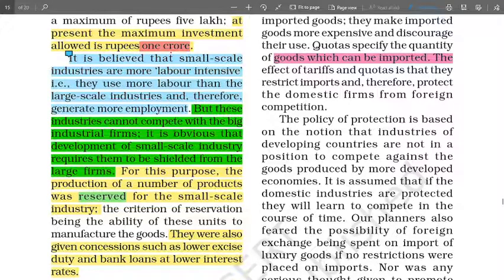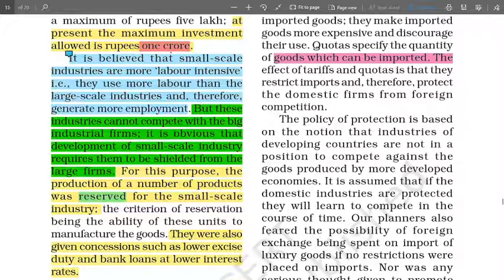But we know small has a problem. These industries, being small, cannot compete with the big industrial firms. So it is obvious that development of small scale requires them to be shielded from the large scale. If you develop small scale and leave them on their own, they will fail. They'll have to close down because they cannot compete with the big players. So to develop small scale, they need protection, a shield from the competition of the large scale.